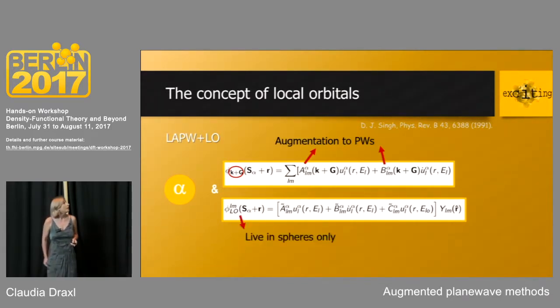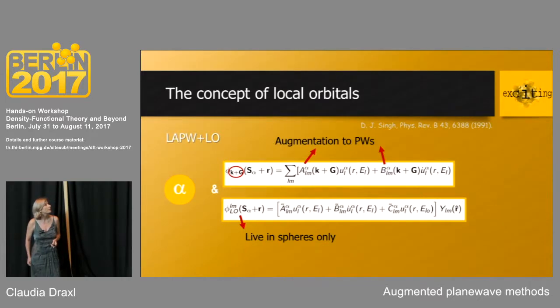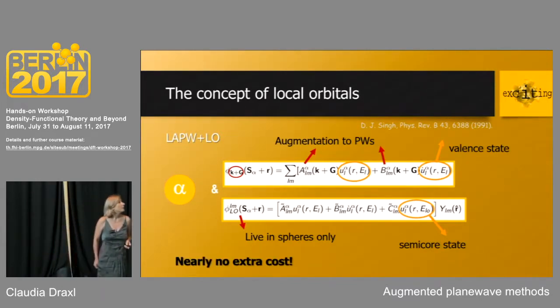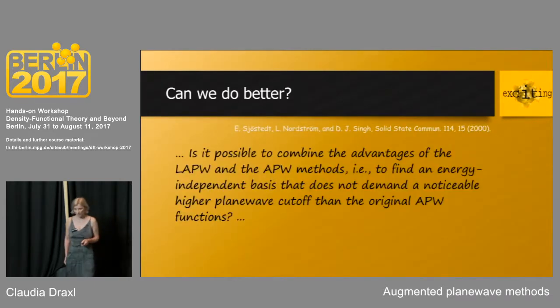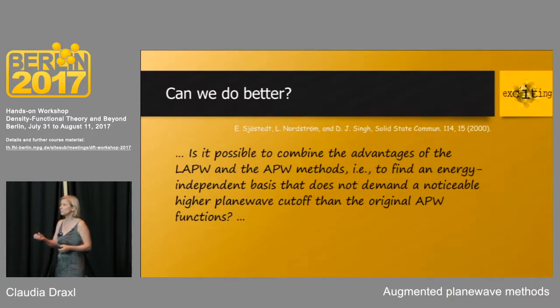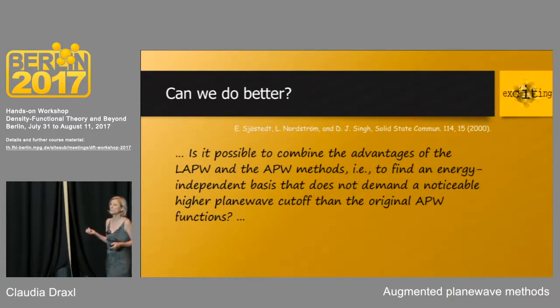Okay. So they live in the spheres only. Here we keep the original LAPW basis set, and here we can treat, for instance, our semi-core states now. So this comes nearly with no cost compared to overall things. But then you can ask the question, can we even do better? Because I showed you that even LAPW is more complicated or more costly than the original APW.